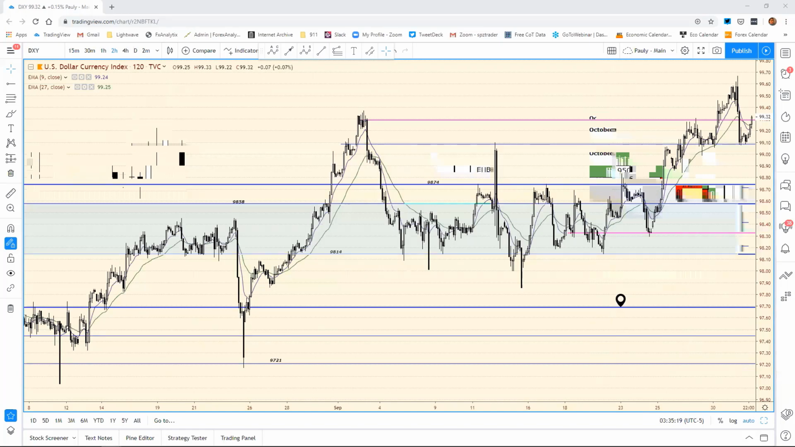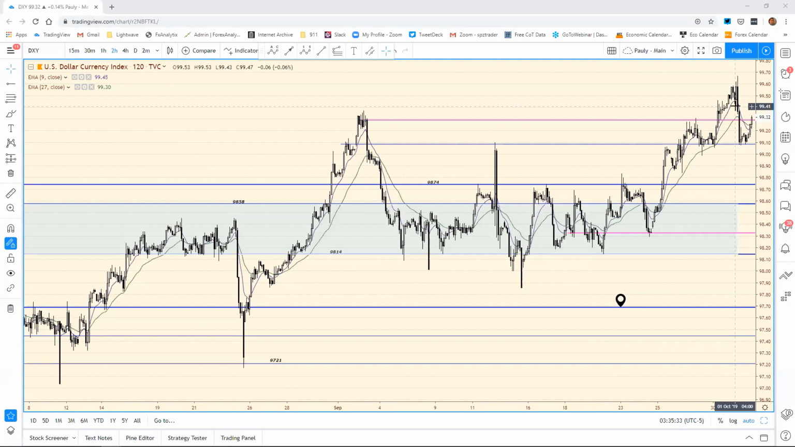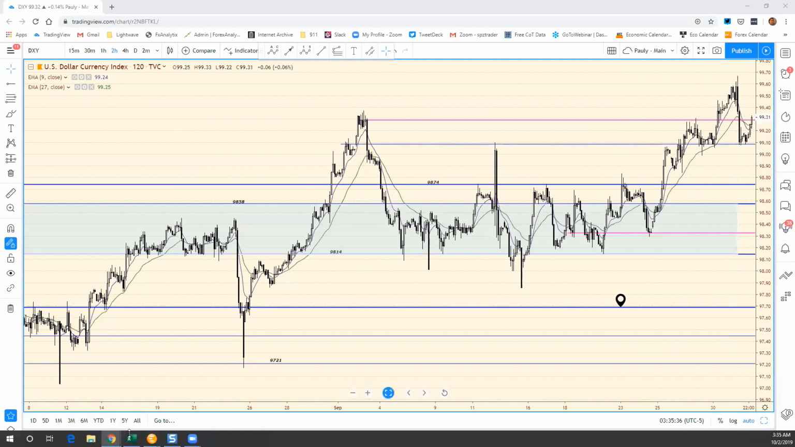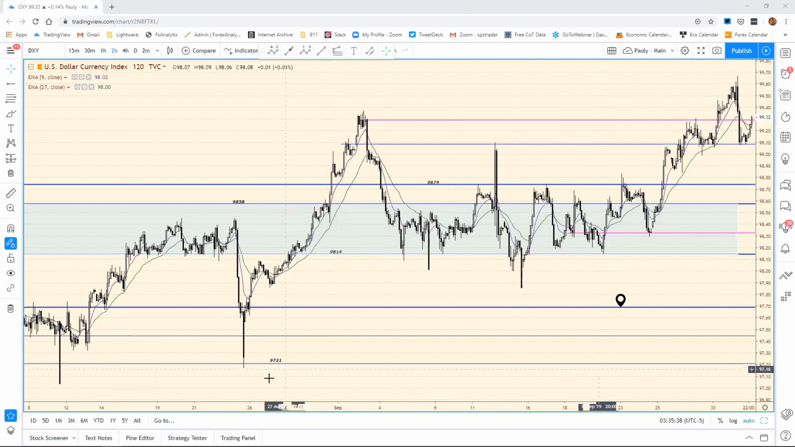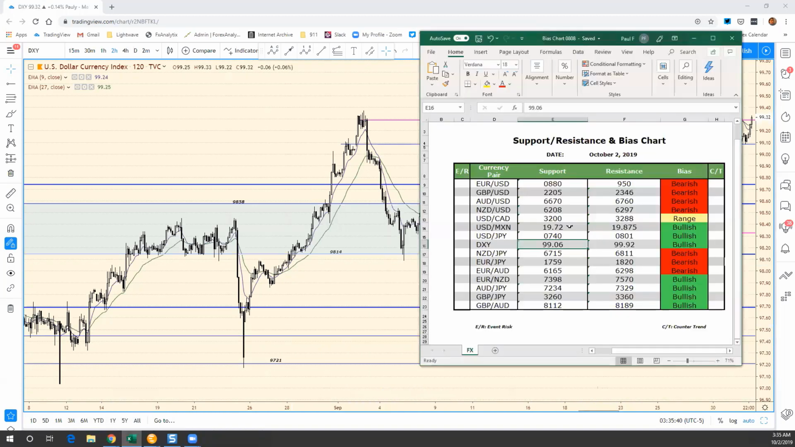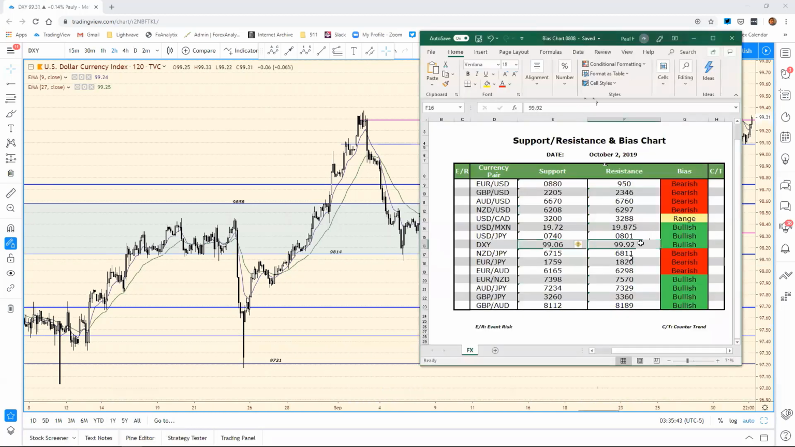So the cash dollar index was turned away on its further advance, but still closing above 99. Resistance is 99.40 with support at 98.70. So we're looking right here at 99.40 for the resistance. I'm going to stick with that, 99.40. And support's going to be at 98.70.